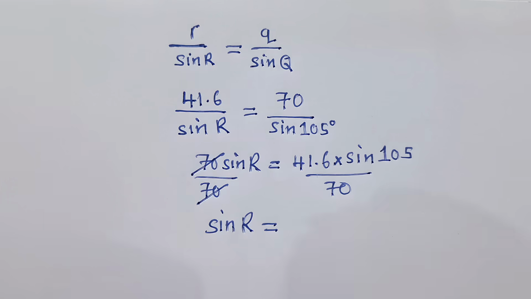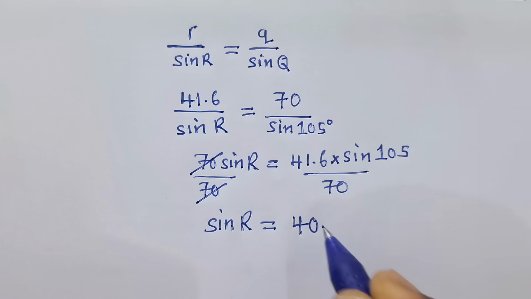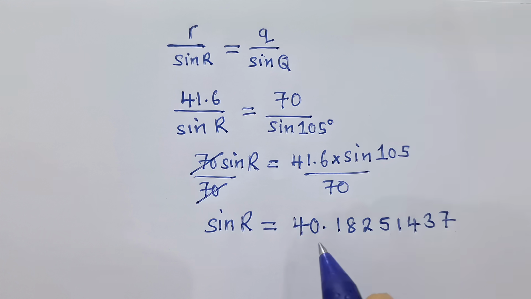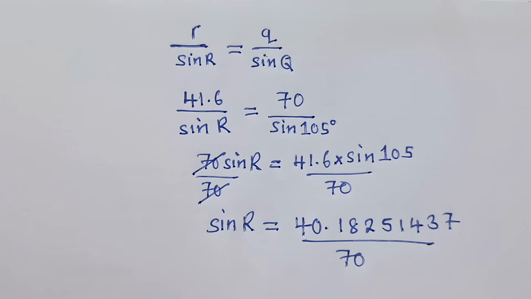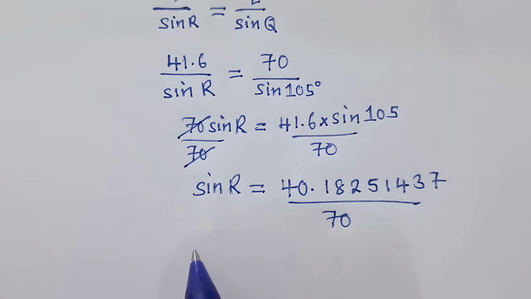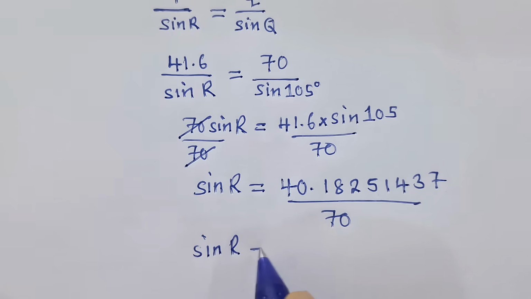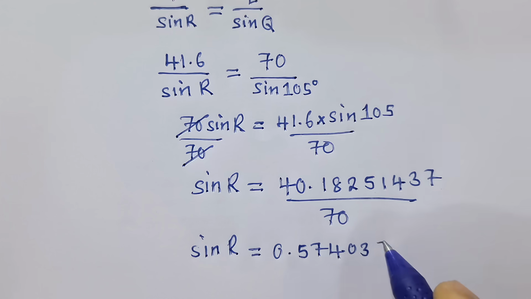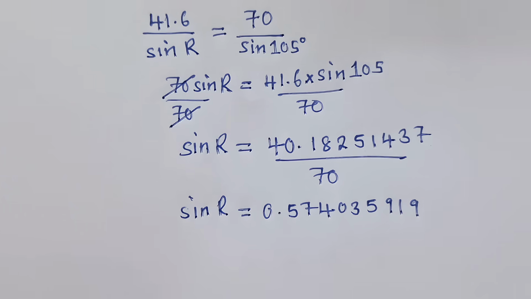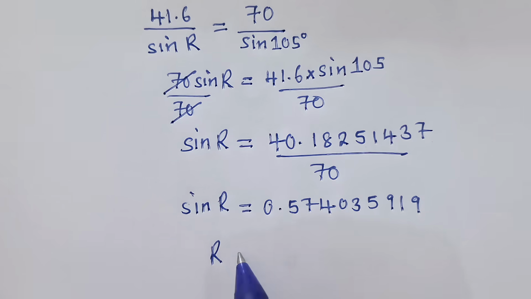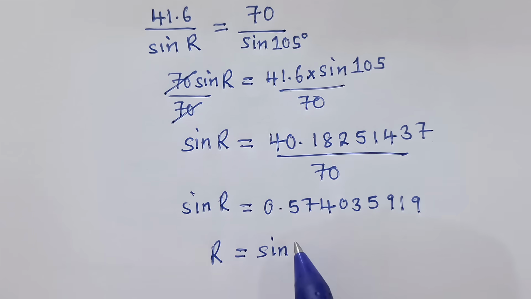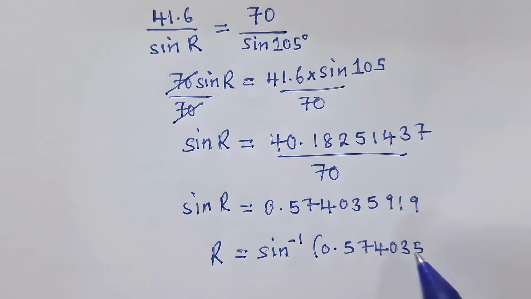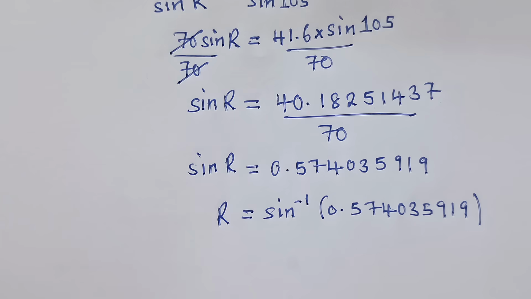This, of course, is giving us 40.18251437. You divide by 70. So divide by 70. Of course, it's giving us sine capital R is equal to 0.574035919. This is what we're getting. And here we shall say R, an angle that we are looking for. And then we say sine inverse of 0.574035919. Okay? And we go to our calculator.